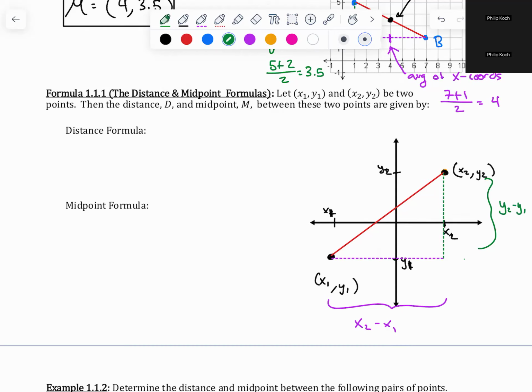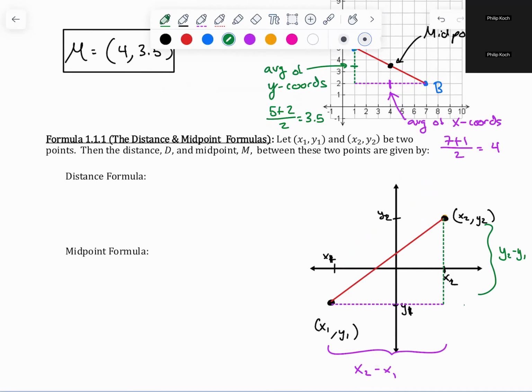Now we're dealing with it in arbitrary terms, so it's the exact same argument. You do the upper coordinate minus the lower coordinate. That's just what we did before. When we were finding distance, we found the differences between the x coordinates and the y coordinates. And then to find the averages, the average would be right about there. That's the midpoint. And this is the distance D.